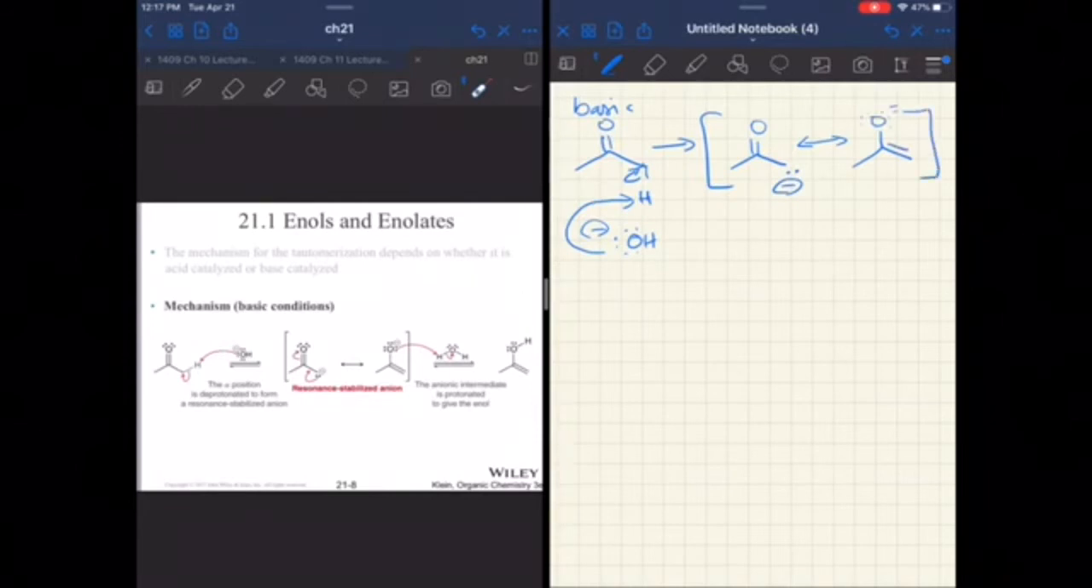Now, in basic conditions, right, you don't have acid around, so how are we going to protonate? We're going to use water. Right, water is awesome for being acid or base when you need it to be. And so we get our hydroxide back by wrapping this up and protonating our enol. So whether it's an acid or base, right, it's the same two steps, it's just in different orders.